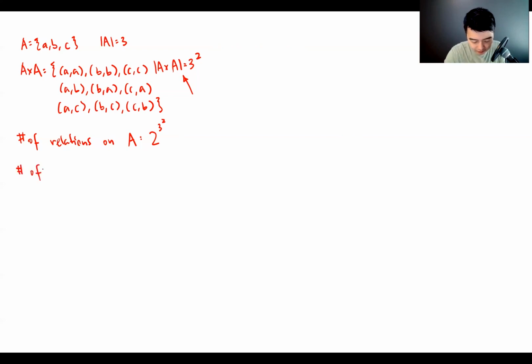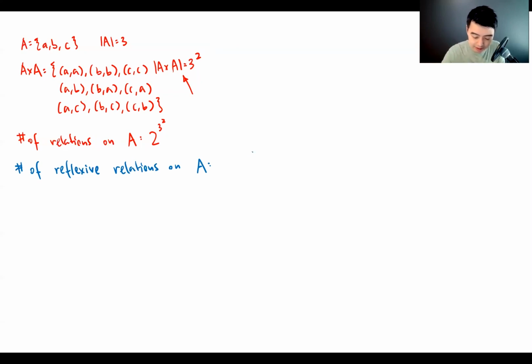What if I wanted the number of reflexive relations on A? Now this is a little bit tougher of a question because we require it to be a reflexive relation. However, I think we have the tools to answer this question, because reflexive relations on A means that they must include AA, or XX. In this case, that means our relation must include AA, BB, and CC.